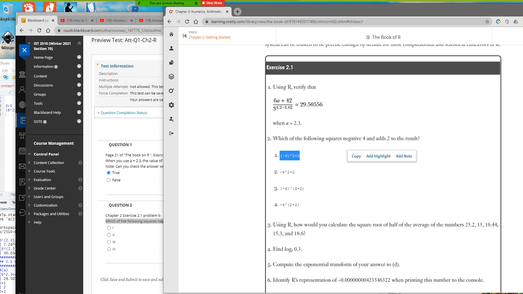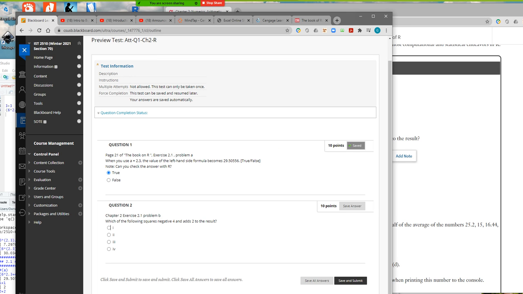Because the square is going to be computed first, and then they put the negative sign. So I think the right answer is problem number 1. Okay, so what is the answer? Number 1. Good. So please save and submit.